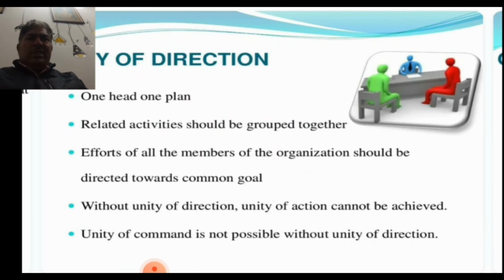Unity of direction: one head, one plan. Related activities should be grouped together. Efforts of all the members of the organization should be directed towards a common goal. Without unity of direction, unity of action cannot be achieved. Unity of command is not possible without unity of direction.